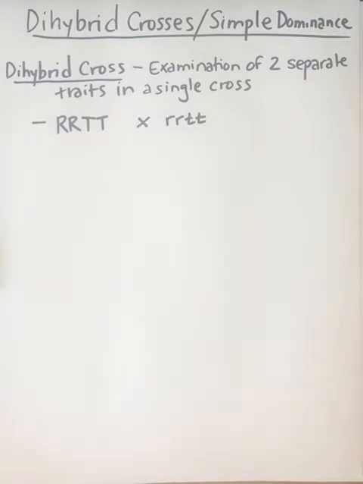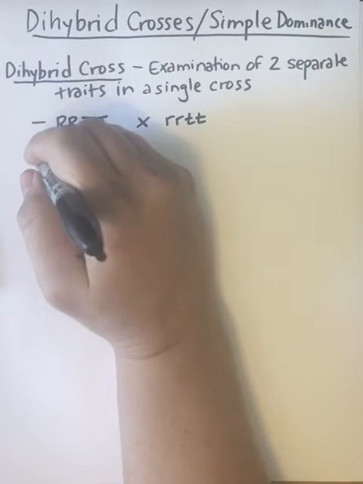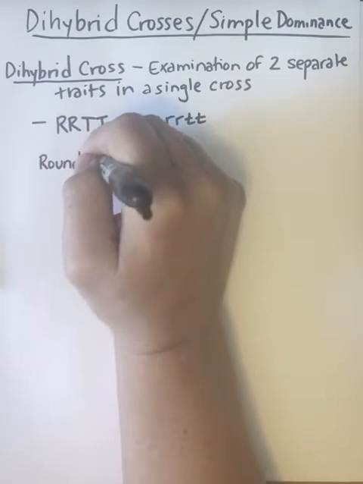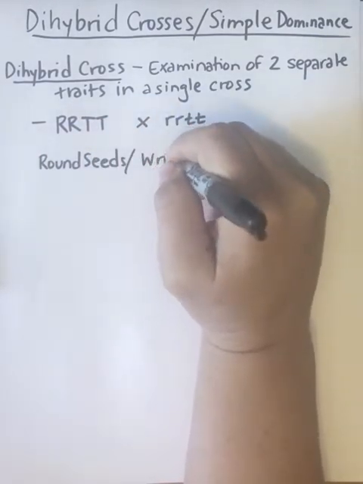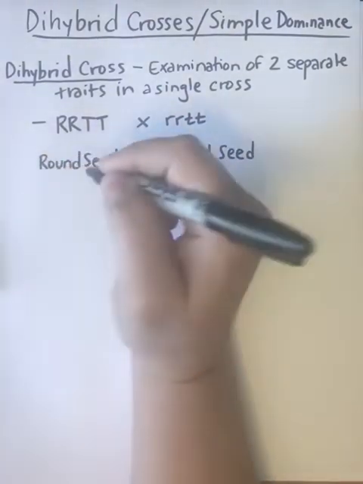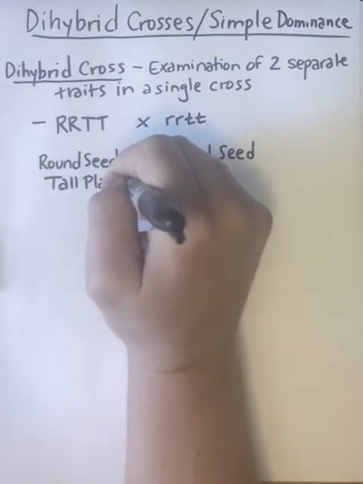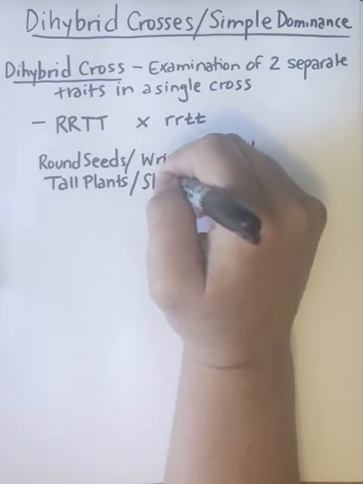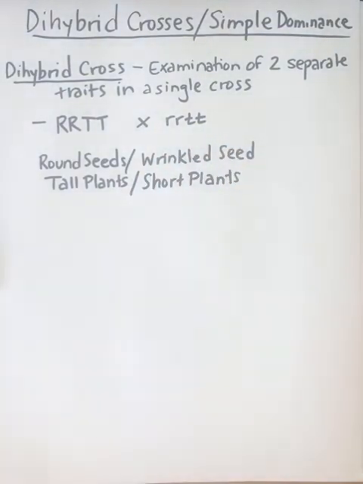So the two different traits that I'm crossing are going to be seed shape, so round seeds versus wrinkled seeds. That's one trait. And the second trait that we're going to be discussing is tall plants versus short plants. Now we're using Gregor Mendel's method. So we start with an F1 generation.